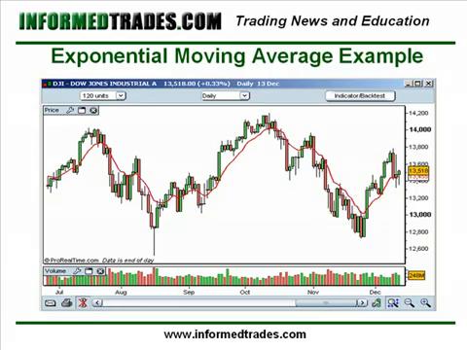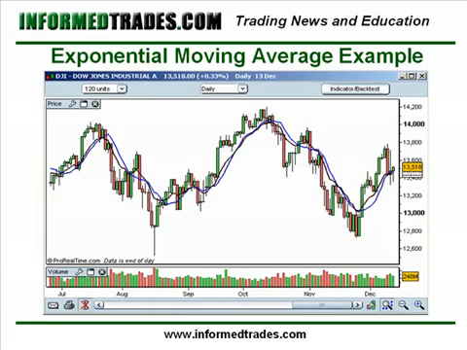Here's an example of what an exponential moving average looks like on the chart. You can't really tell the difference there, but I've included both here. The black line in this case is the exponential moving average. The blue line is the simple moving average.